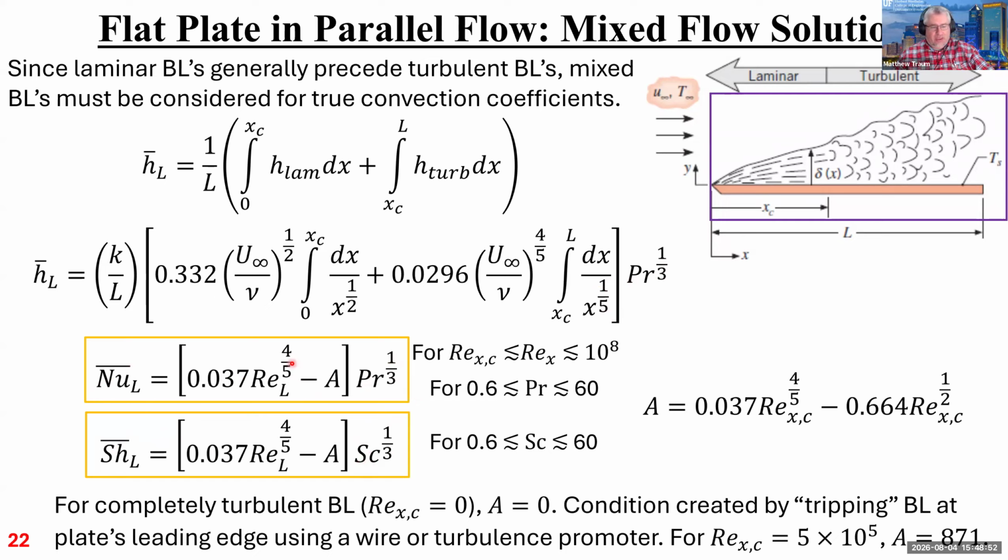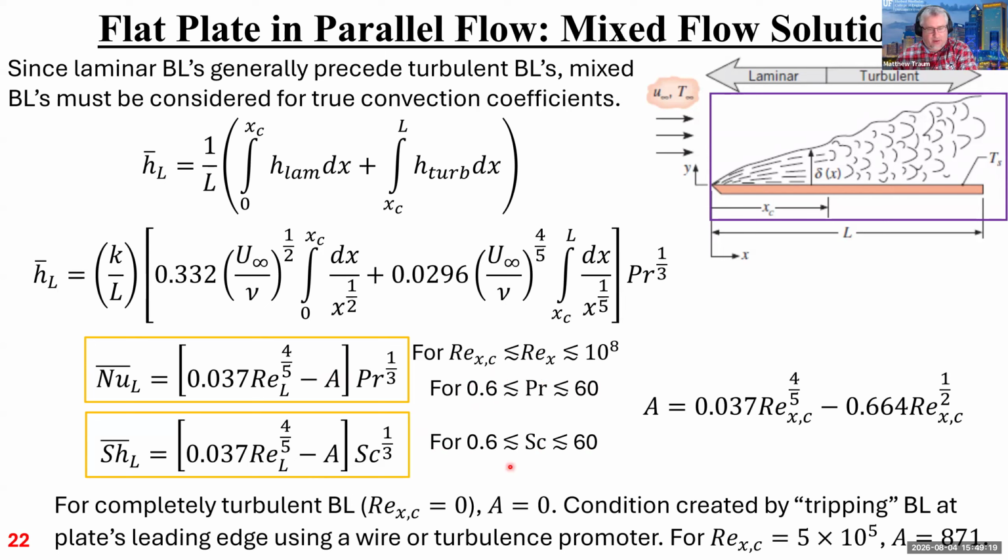Okay, because this underlying correlation, or these underlying correlations, were developed for the Reynolds number range, transition Reynolds number up to 10 to the 8th, and for Prandtl number in this range and Schmidt number in this range, those same requirements propagate forward to limit the range that we can use these correlations for.